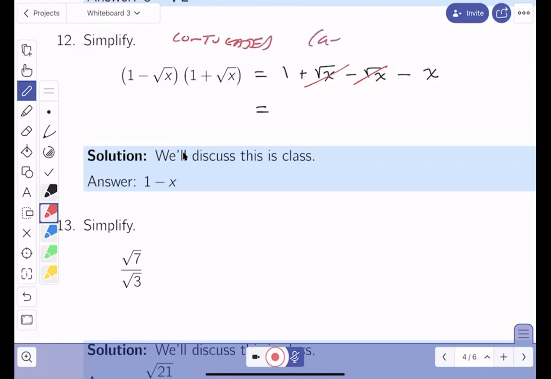What are conjugates? A minus b, a plus b. They work out rather nicely. A squared minus b squared. What do you get over here? 1 minus x. Let's look at the key.